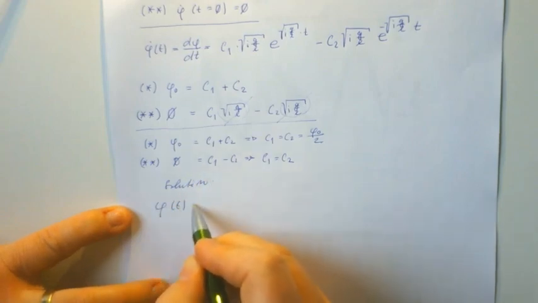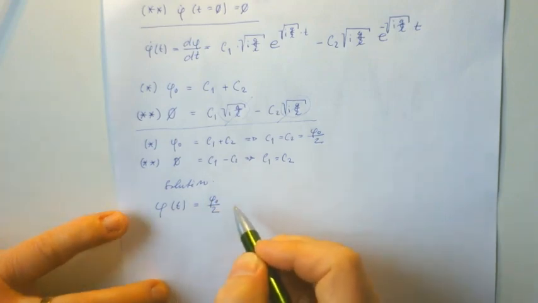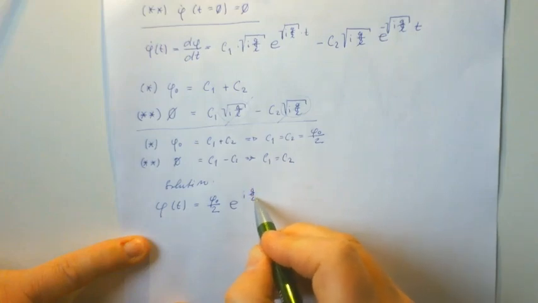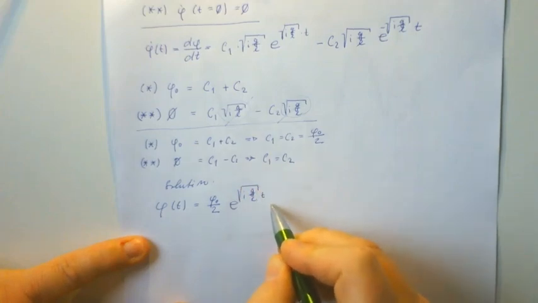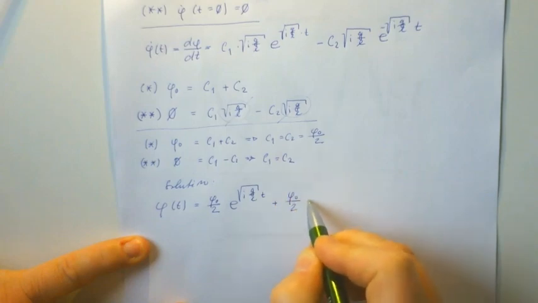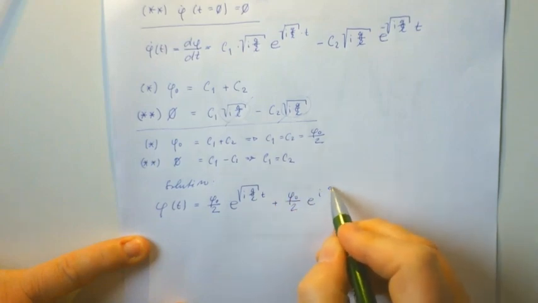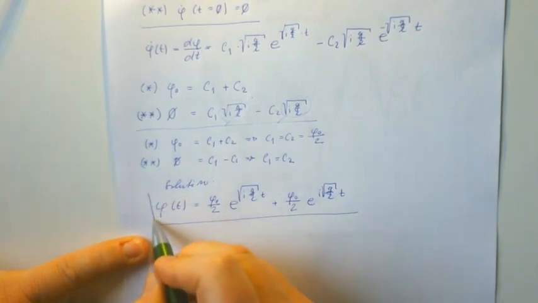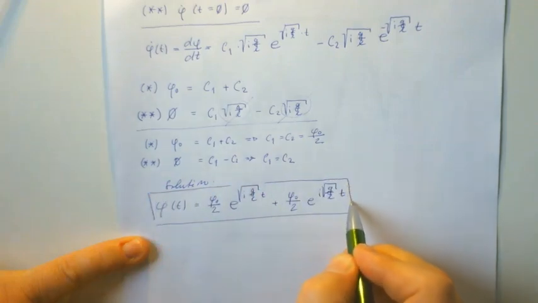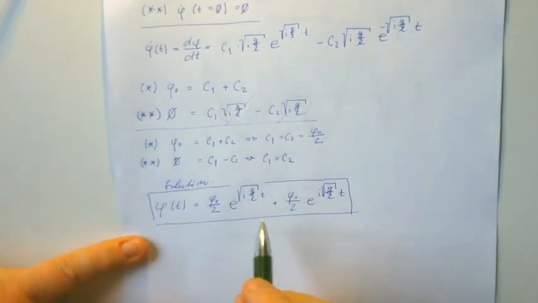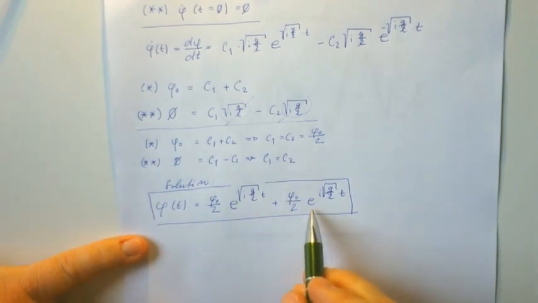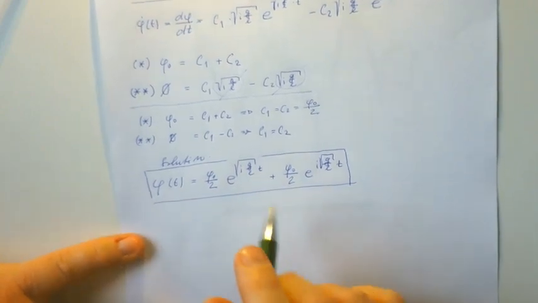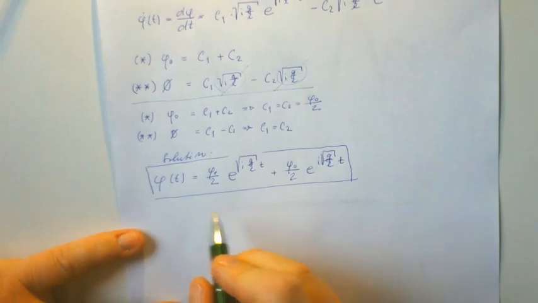So we can rewrite this solution. Phi in time is equal to phi 0 over 2 times e to the power of i square root of g over L times time, plus phi 0 over 2 e to the power of minus i square root of g over L times time. So this is the solution and it is done. But this is not so nice. Who can imagine this function? I don't expect many of us can imagine this. So we will continue in simplification.